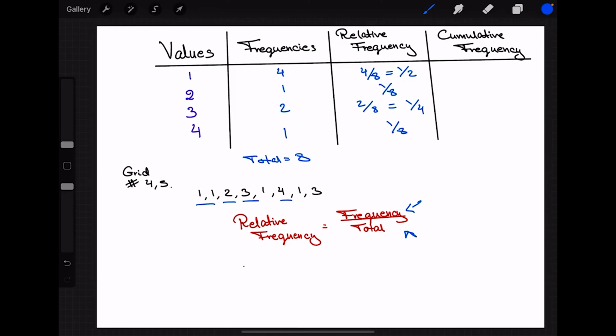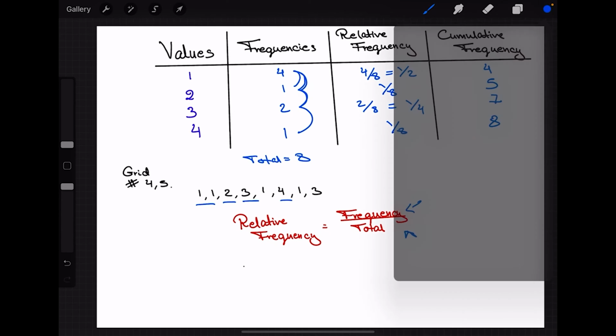Cumulative frequency, on the other hand, is when you add the frequencies as you progress downwards. For example, in value 1, it will simply be 4. Value 2 is 4 plus 1, so 5. Value 3 is 4 plus 1 plus 2, which is 7. And value 4 is 4 plus 1 plus 2 plus 1, which will give you 8. These are the main ones you will be seeing.